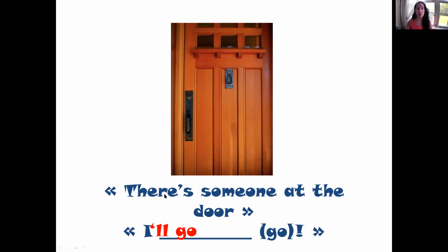Now let's practice some more. There's someone at the door. I'll go! Now, did you notice the punctuation? There's an exclamation mark. So that means I'm excited. Okay? So when we see an exclamation mark, we have to say this a little bit stronger. We wouldn't say, I'll go. We'll say, I'll go, because there's excitement. Which one did you do? Let's try the next one.